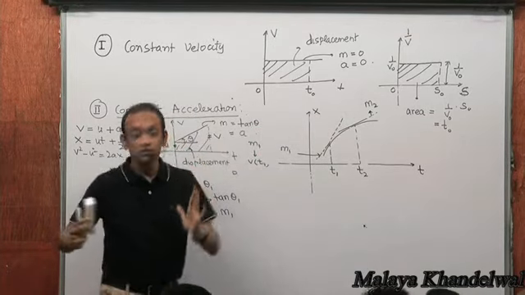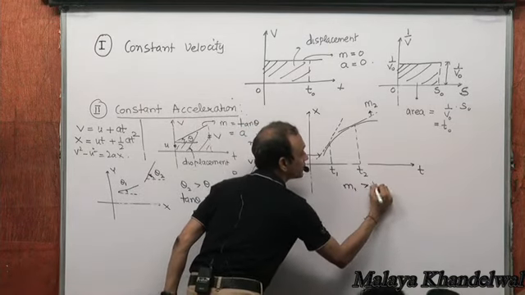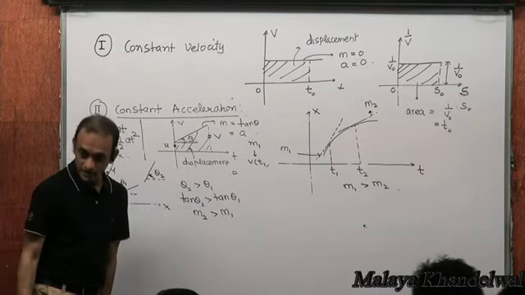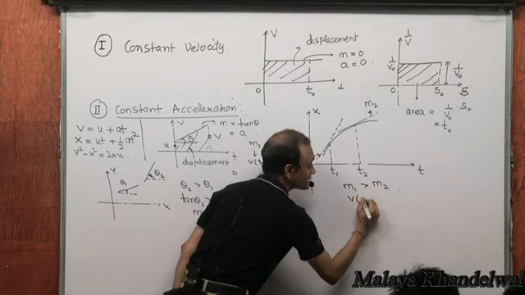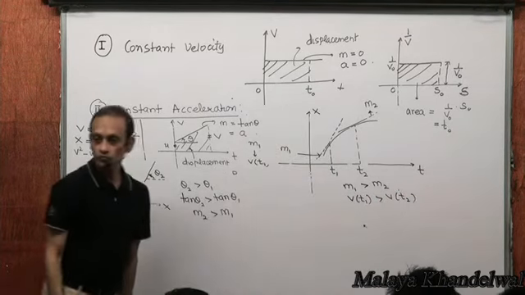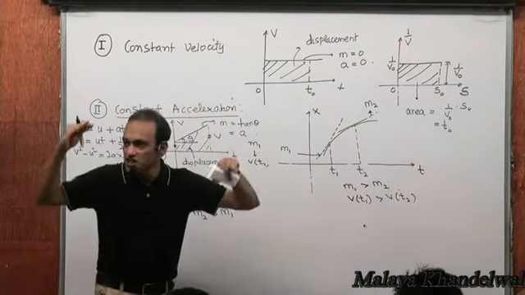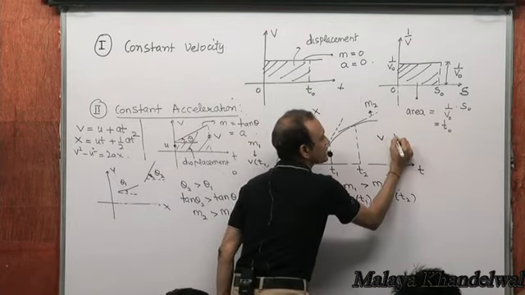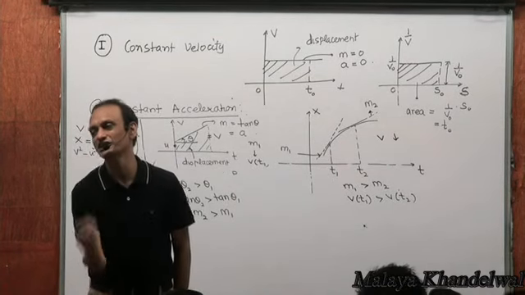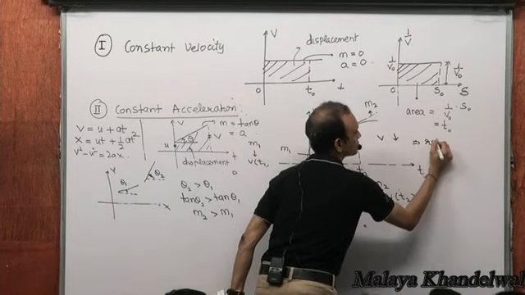Do you see that? So, can I say if m1 is more vertical than m2, then m1 is more than m2? Yes or no? m1 is more than m2. That means velocity at t1 is more than velocity at t2. Yes or no? That means as time increases, velocity is decreasing. This is a case where velocity is decreasing. And if velocity is decreasing, it must be a case of retardation. This means retardation.